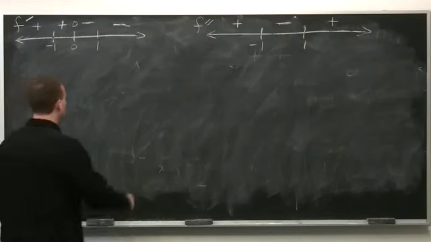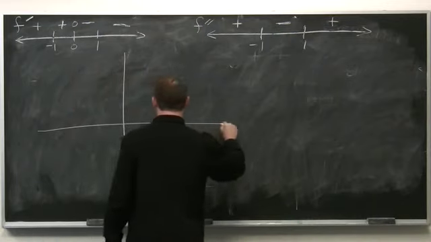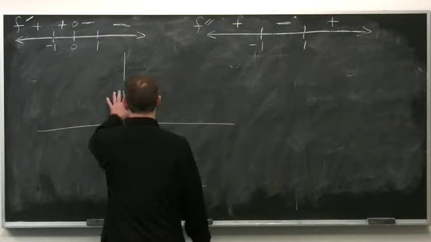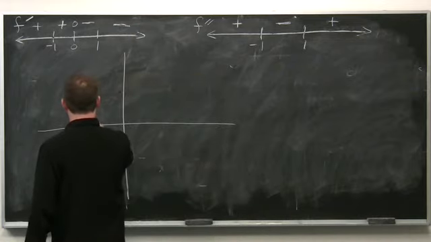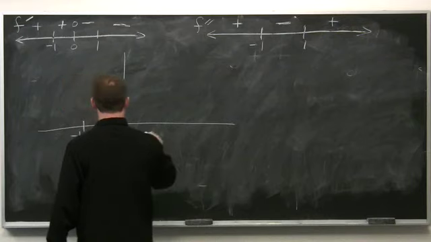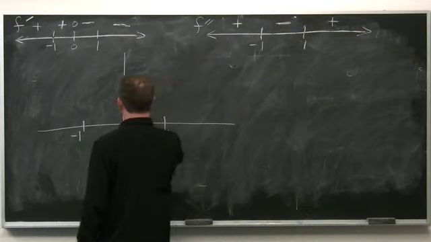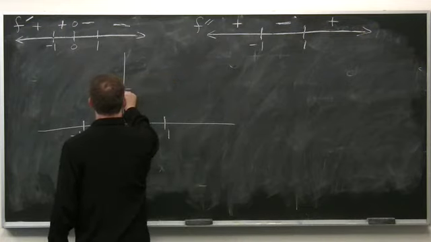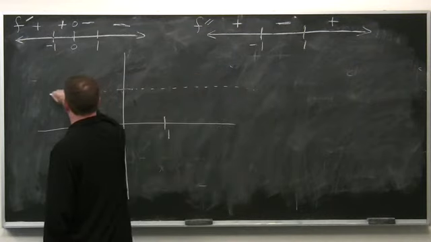So what do we know so far? Well, let's just try to draw our graph, sort of. Here's minus 1, where the function is undefined. Here's 1, where the function is undefined. Here's y equals 1, where we know that there's a horizontal asymptote that the graph approaches.